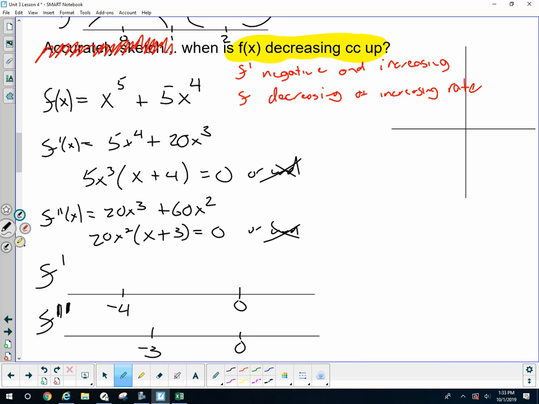We should get -4 and 0 and -3 and 0. Hopefully we got those values. I would recommend putting them down, -4 and 0, -3 and 0 in order. You could include the third line, but mostly the third line is to understand the shape, which is important. And if the shape helps you answer the question, great. But if you can translate f decreasing concave up or the other two statements into signs that you're looking for, you don't need the shape.